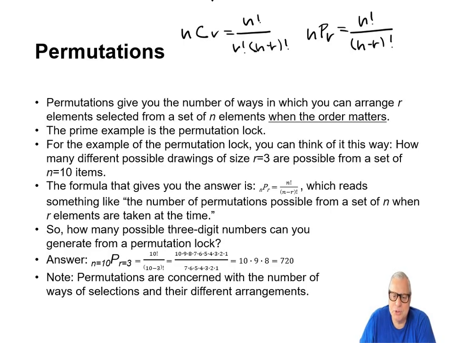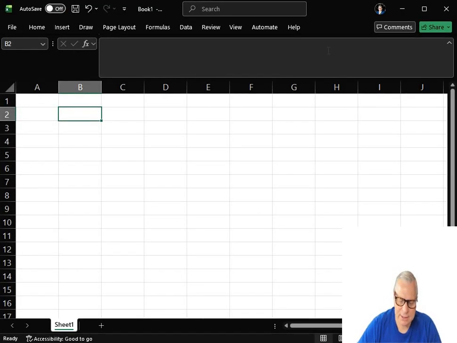So how many possible 3-digit numbers can you generate from a permutation lock? The answer would be 10 factorial, which is 10 times 9 times 8 times 7 and so on until you reach 1, over 10 minus 3 factorial, which is 7 times 6 times 5 times 4 times 3 times 2 times 1, and then this cancels out, and we get 720. I will say something about the permutation lock in a second.